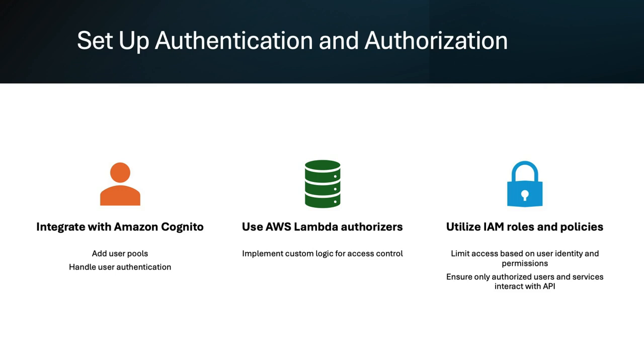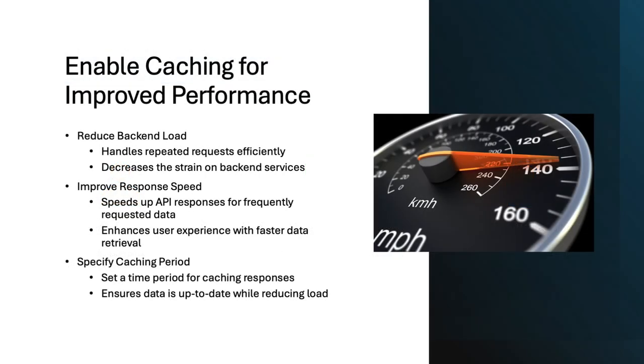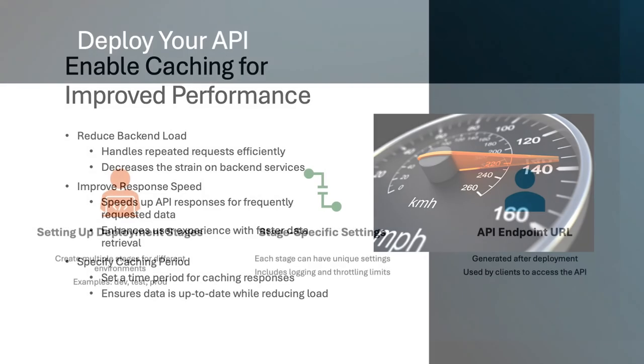API Gateway offers various security configurations. You can integrate with Amazon Cognito for user authentication, use AWS Lambda authorizers for custom access control, and employ IAM roles and policies to restrict access based on user identity and permissions. Enabling response caching in your API can reduce backend load and improve response speed for frequently requested data. By setting a specific caching period, you ensure data is current while minimizing strain on backend services.